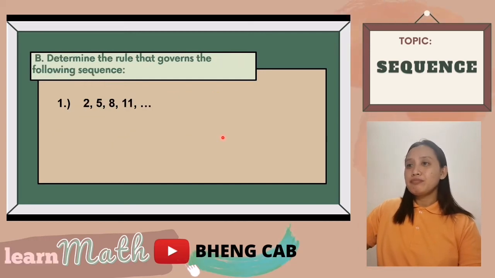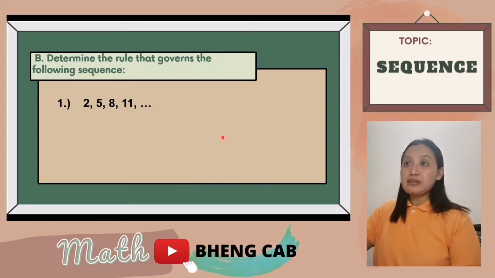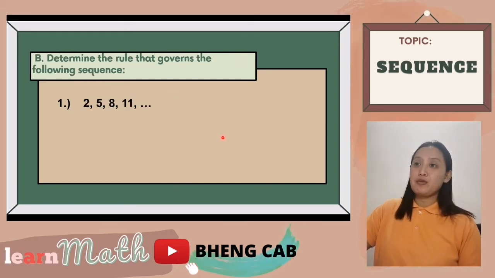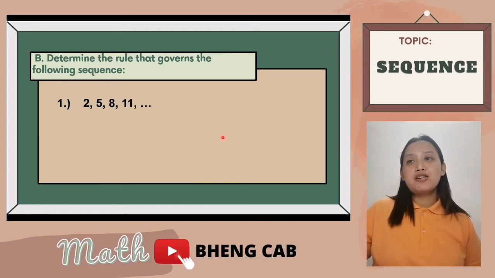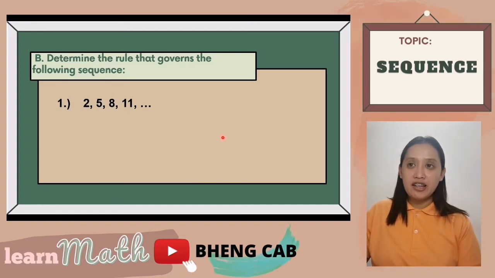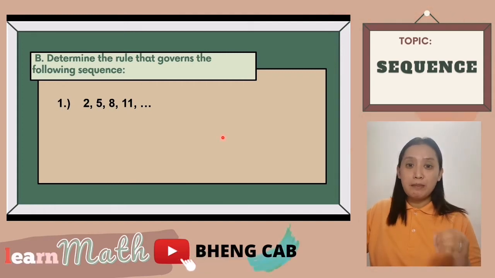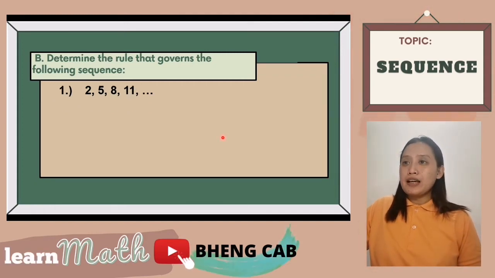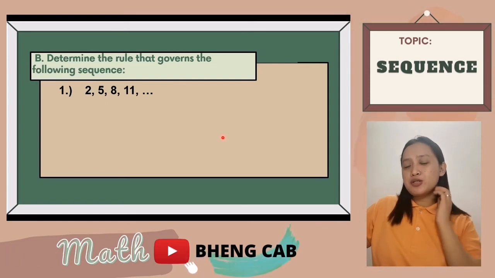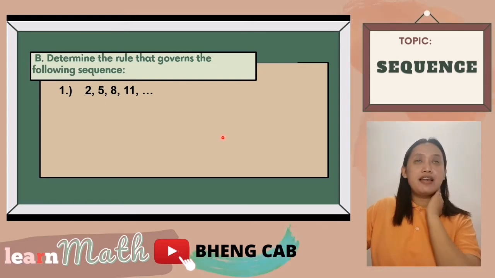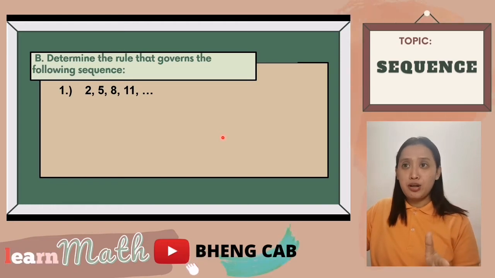Okay. Second objective, determine the rule that governs the following sequence. So, meron tayong sequence sa 2, 5, 8, 11. At ang objective natin dito, hanapin naman yung general rule na meron tayo. Okay? So, ano ba yung advantage kapag alam mo yung general rule?